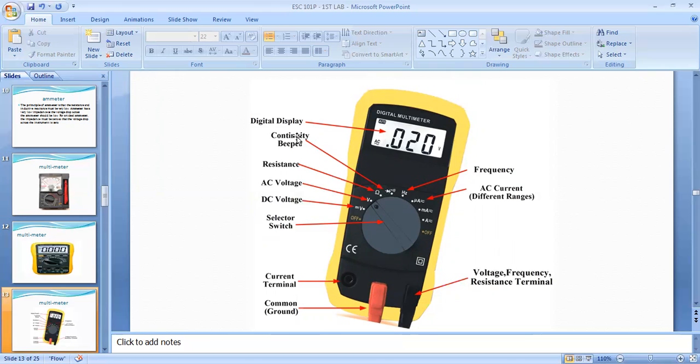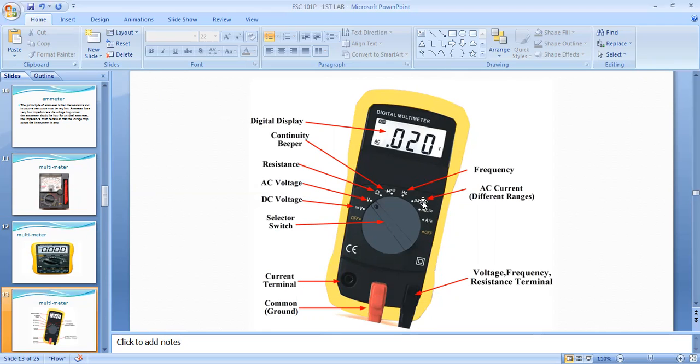That means you can check, for example, if the motor stator or rotor winding is damaged or not, with the continuity test. You can check the resistance. At the bottom you can clearly see the resistance ohm sign. You can check the resistance of the particular circuit or network. You can measure the AC voltage, and at the bottom of that, the DC voltage.